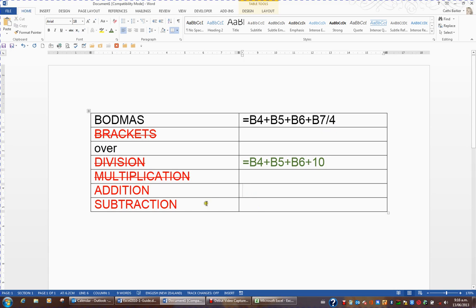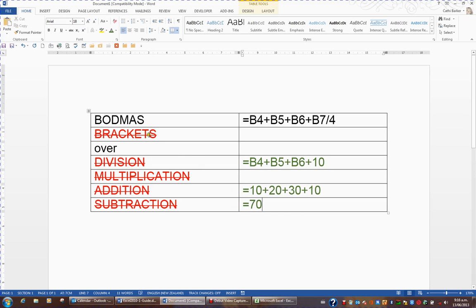Second to last, Excel will look for the addition. At this point, it'll go equals 10 plus 20 plus 30 plus 10. And that's the addition. There is no subtraction in the formula, so it considers that done also. And the answer ultimately ends up being 70.